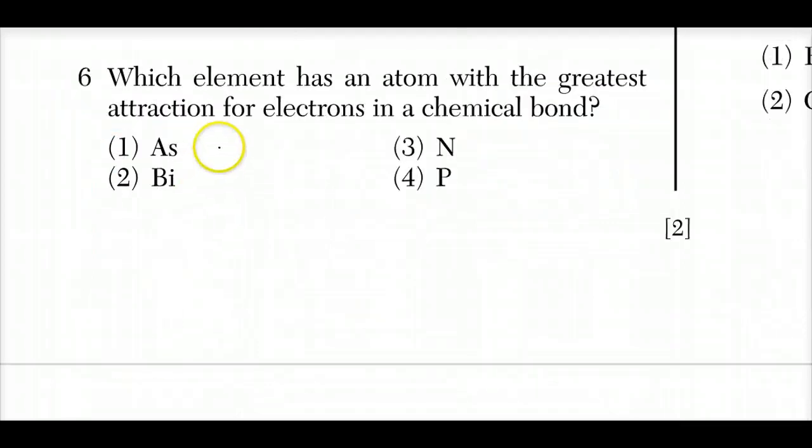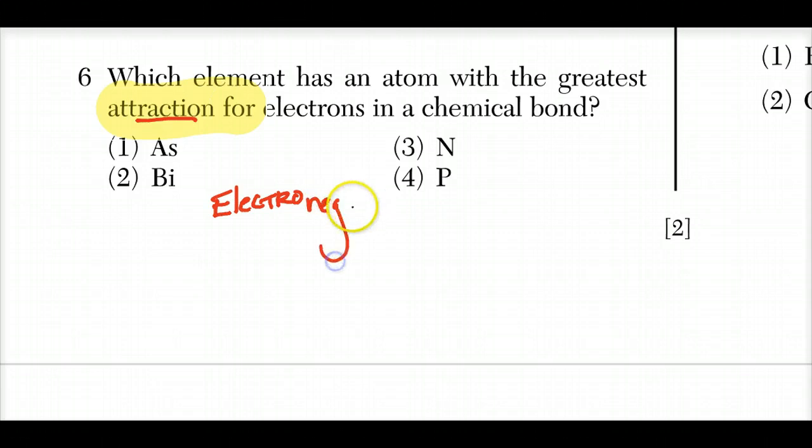Number 6. Which element has an atom with the greatest attraction for electrons? Okay, attraction for electrons, party people, is another word for electronegativity. Get this word down, electronegativity. This is an important word. It really spells out whether atoms have polar and nonpolar bonds, if the molecule can be polar, the type of tug on the electrons between a covalent bond, many different things we use this for.